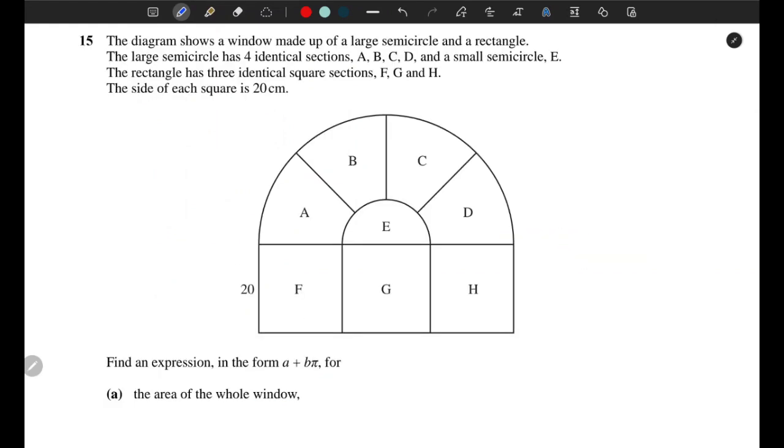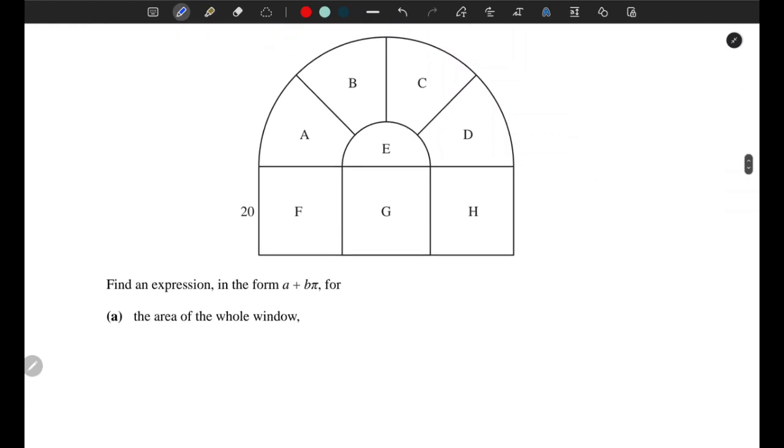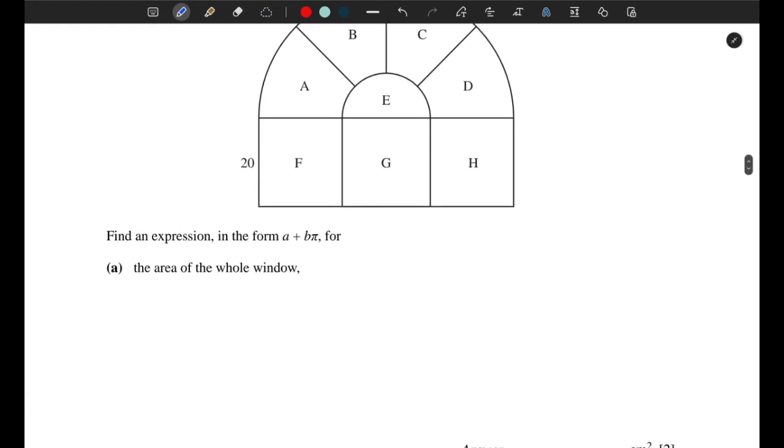Okay, so this question, ये वाला question भी बहुत मजे का है. The diagram shows a window made up of a large semicircle and a rectangle. The large semicircle has 4 identical sections A, B, C, D, and a small semicircle E. The rectangle has 3 identical square sections. The side of each square is 20 centimeters. ठीक है. Find an expression in the form a plus b pi for the area of the whole window.